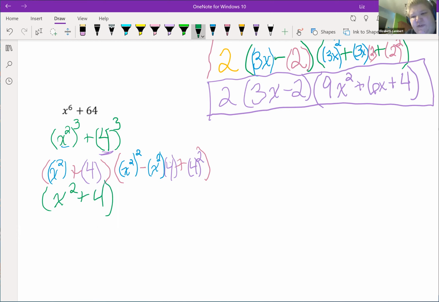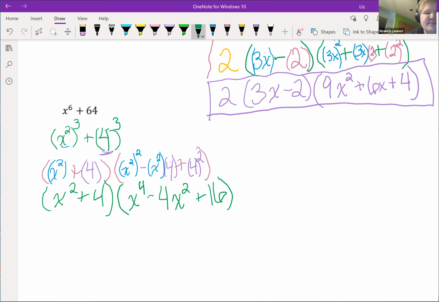So if I was really feeling devious, that would have been minus 64. This is now x to the 4th minus 4x squared plus 16. And remember, if this factored, square root of 16 is 4, double 4 is 8. We don't have the double. This will not factor as a perfect square.